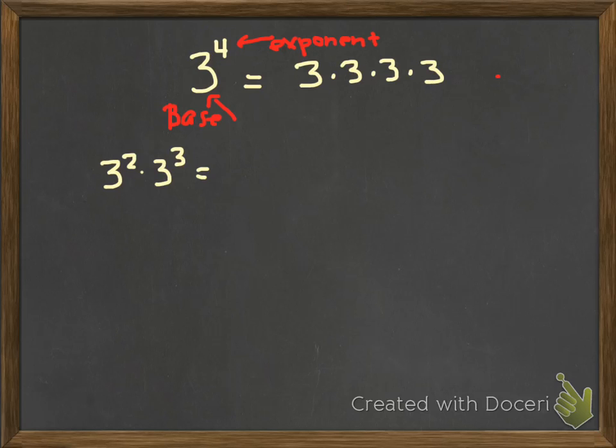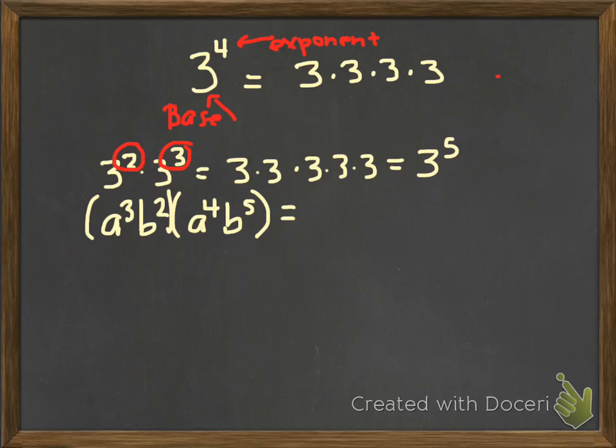Okay, when we multiply 3 to the 2nd times 3 to the 3rd, if they have the same base, then you can just add the exponents. The long way is 3 to the 2nd, which is 3 times 3, times 3 to the 3rd, which is 3 times 3 times 3. And if we express that answer in exponents, it's 3 to the 5th power. As you can see, all we did was add the two exponents together, 2 plus 3, to get 5. That is a shortcut way of doing exponents when you're multiplying with the same base.